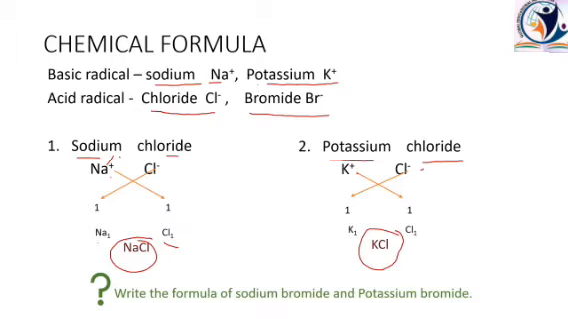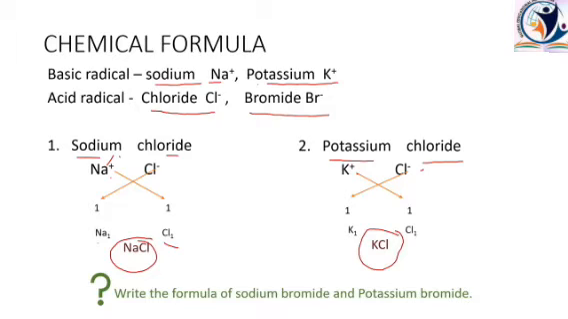In your notebook, you will note down the formulas stepwise where I have written over here by giving the arrow sign. There is no need to give these circles, but you must give the arrow sign. Now your homework is to write the formula of sodium bromide and potassium bromide in the same method.